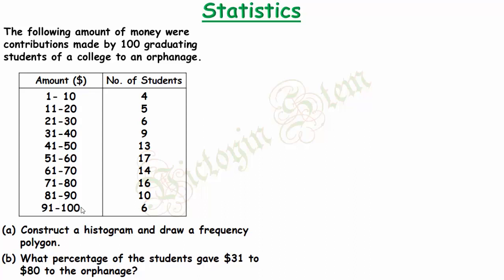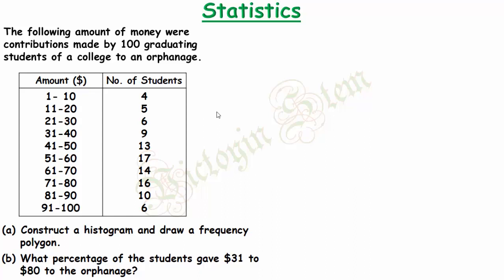In this problem, I am requested to construct a histogram and then draw a frequency polygon on the histogram. Finally, the question requests that we find what percentage of the students gave $31 to $80 to the orphanage.